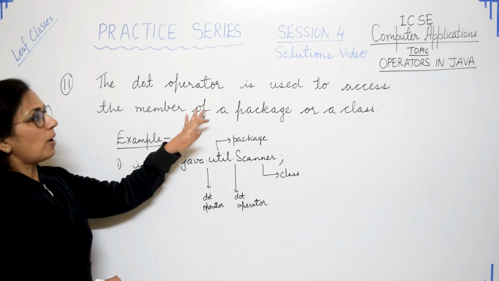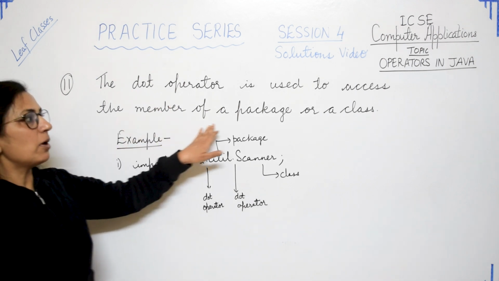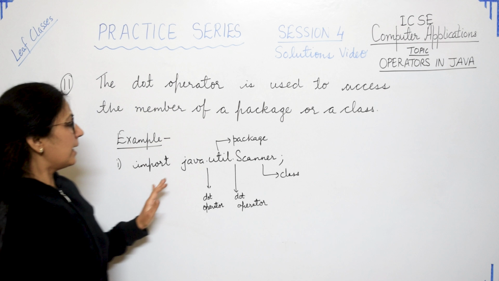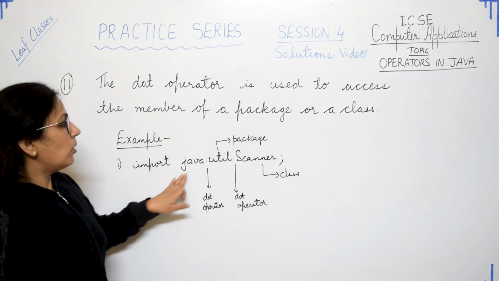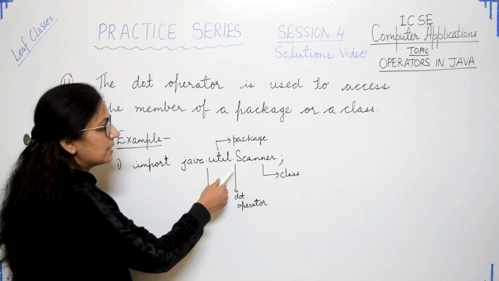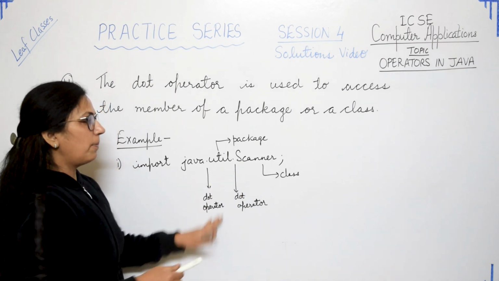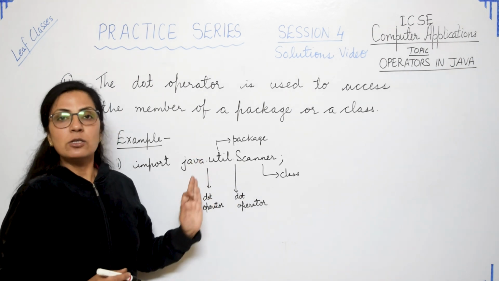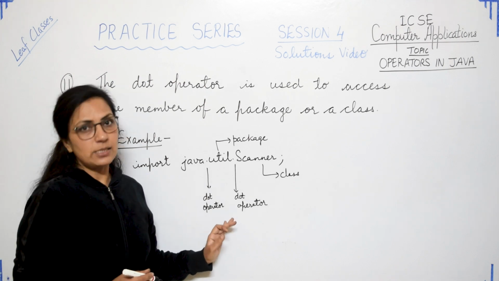So basically the dot operator is used to access the member of a package or a class. Here I have written the example, import java.util.Scanner. So this is the class name. Here we have used the dot operator and util is the package name. So this is how the dot operator is used.